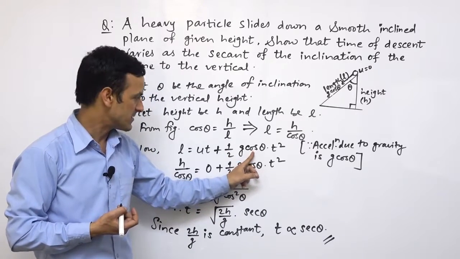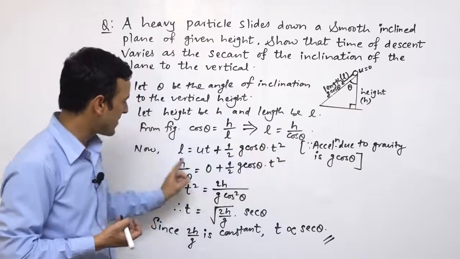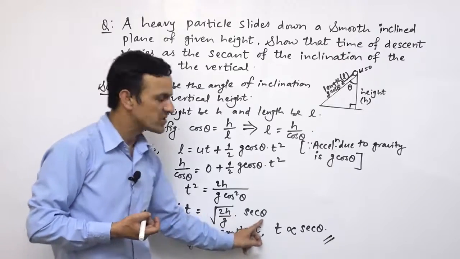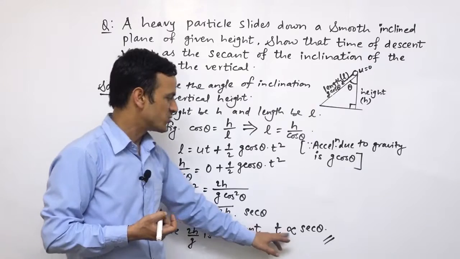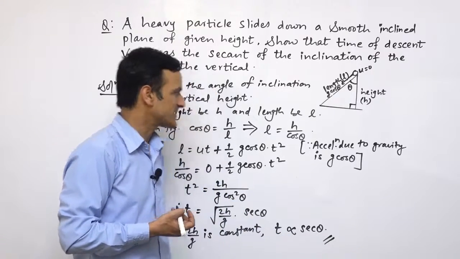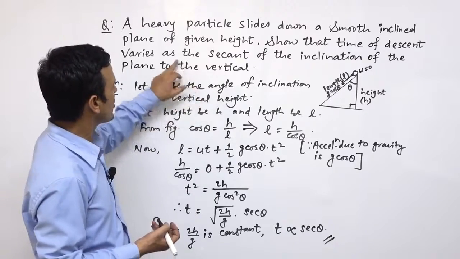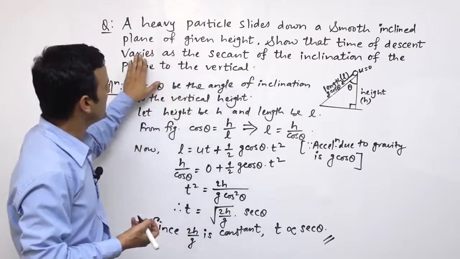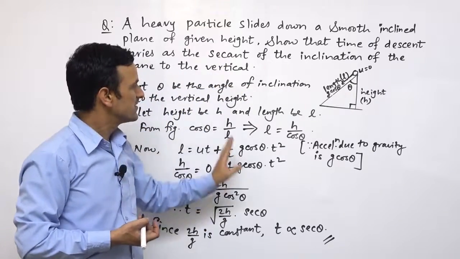So this is the answer. So in this way we can solve it. From here we can substitute the value of L, and finally t will be this one. So its value depends upon the sec theta, and since it is constant, it will be directly proportional to the sec theta. So in this way we can solve this question, and we are able to show the time is directly proportional to the sec theta from this information.